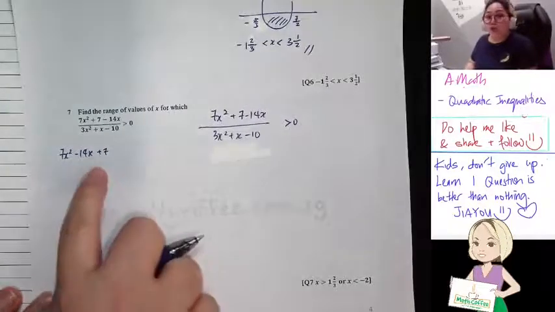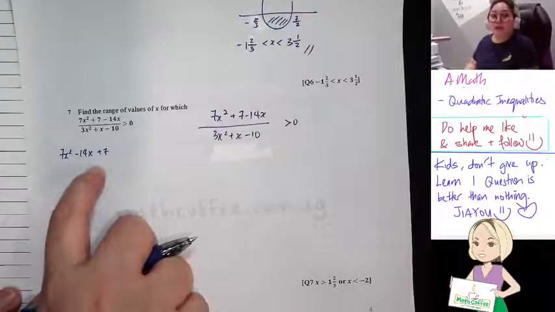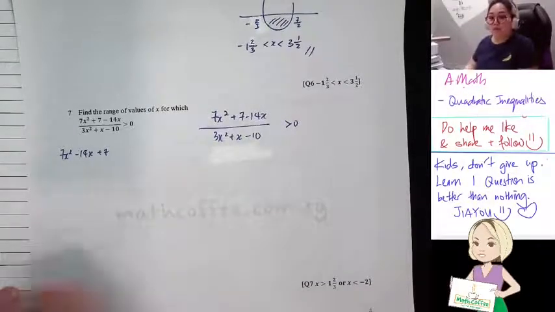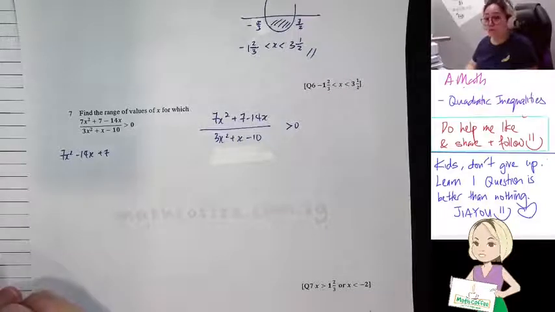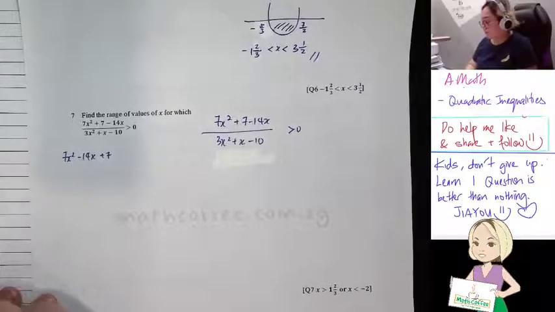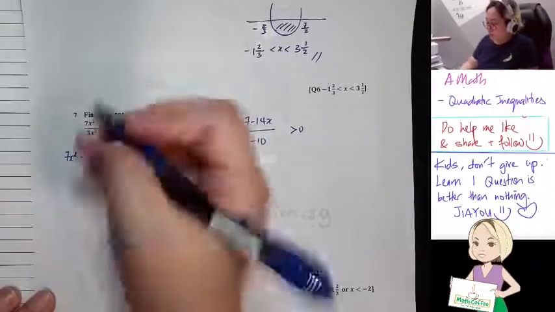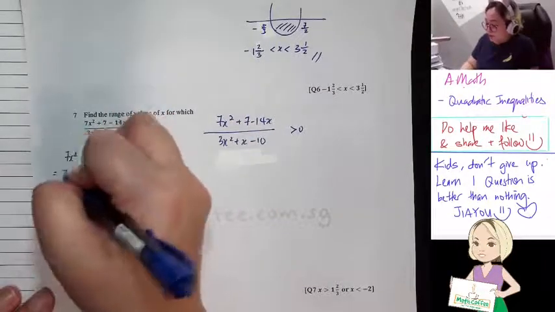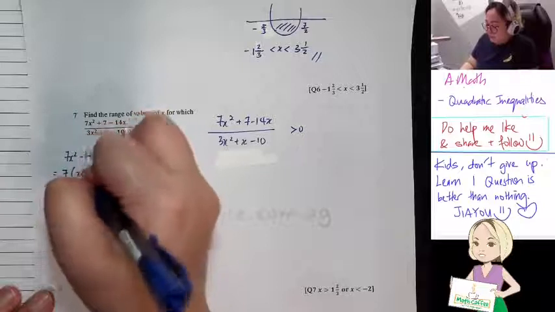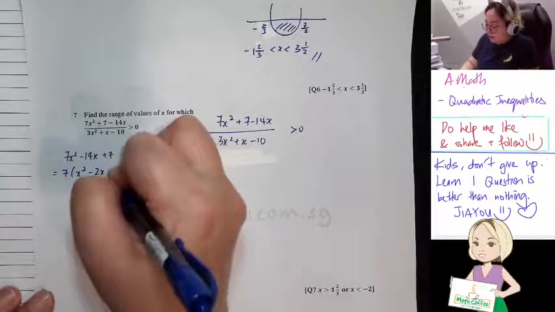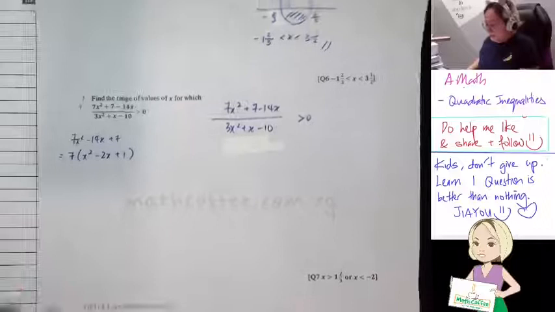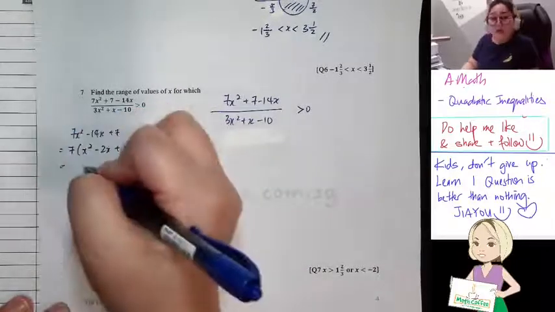Okay, I want to use completing the square to put it in the completing square form. Factorize the numerator? No, don't factorize. I want to do completing the square. So I should take out the 7. So it's x squared minus 2x plus 1. Okay. Next, completing the square.